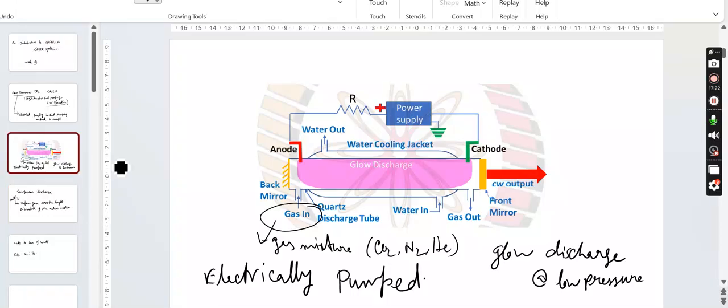And the gas mixture pressure is a few torr to tens of torr, 10 torr maximum. And the length of this laser is basically 1 meter.